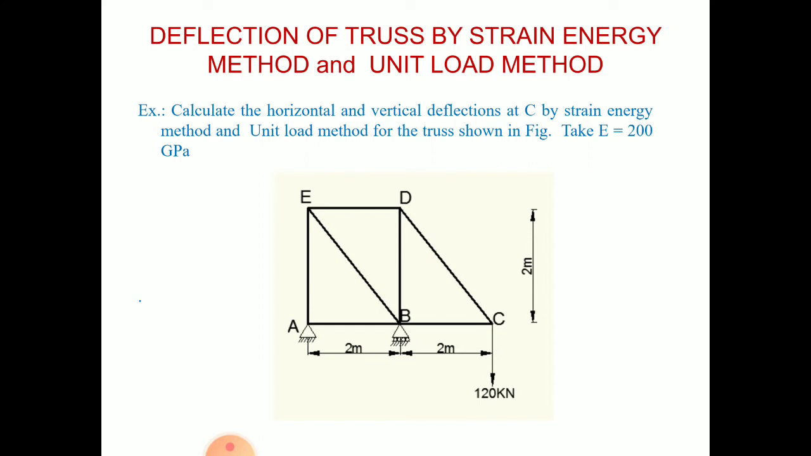Take E equal to 200 GPa. This is a frame. Each panel is 2 meter. The height of the truss is also 2 meter, and the free end C is loaded with a 120 kilonewton load.